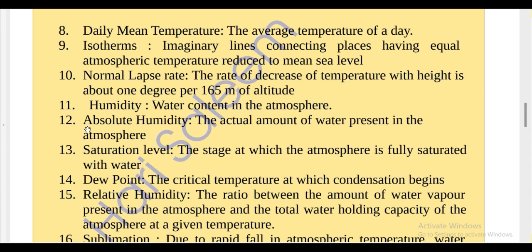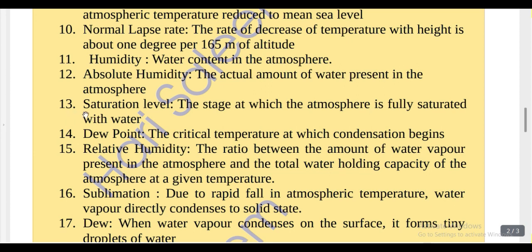Next, absolute humidity, the actual amount of water present in the atmosphere. Next, saturation level, the stage at which the atmosphere is fully saturated with water. Next, dew point, the critical temperature at which condensation begins.